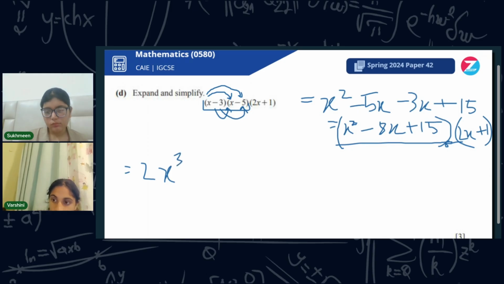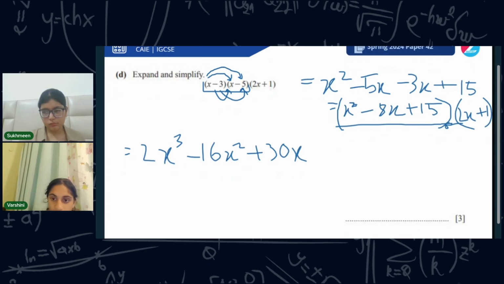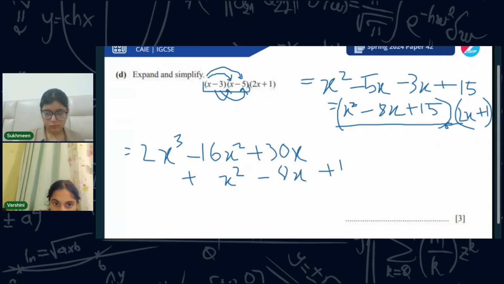And then we're going to do 2x into minus 8x, which is going to give us, first let's do 2 into minus 8. Then 2 into minus 8 will be minus 16. Then let's do x into x, which will be x squared. And then we have 2x into 15. So we just have to multiply 2 into 15, which will give us 30. And don't forget the x, so that will be plus 30x. And lastly, we have to multiply 1 into all of these terms, which is just going to be all of these terms again. So we can just write that below over here. So that's going to be plus x squared minus 8x plus 15.